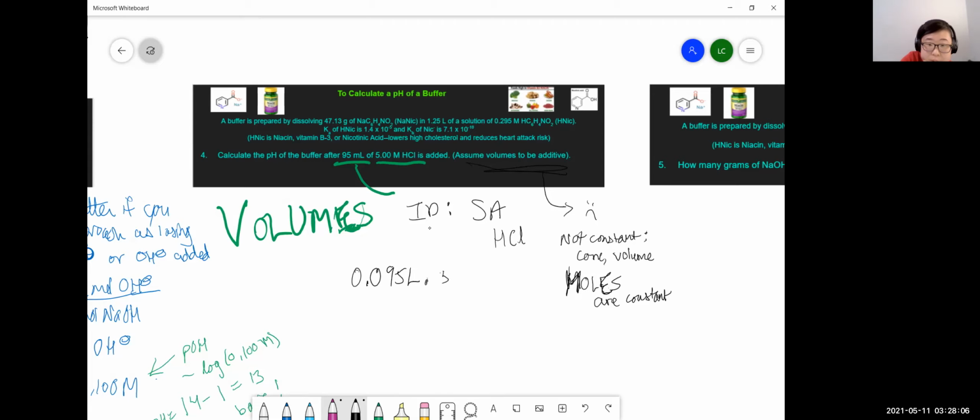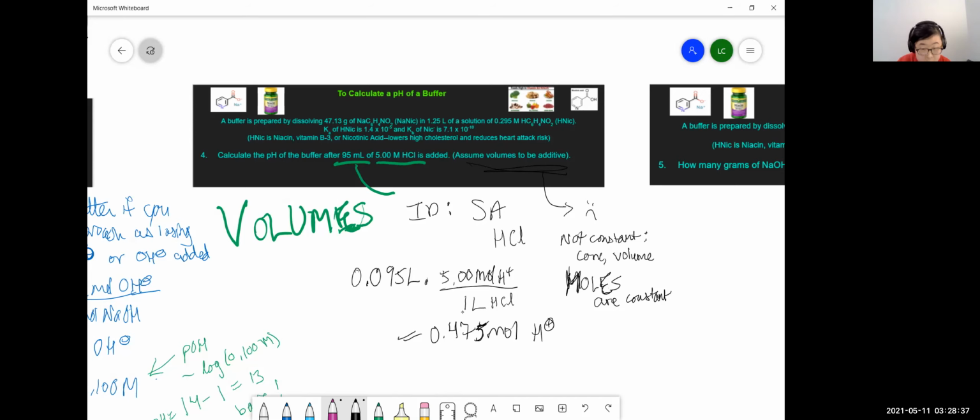And so you just have 5.00 moles of H plus over 1 liter of HCl. H plus and HCl are 1-to-1, so I'm just going to skip that step. And so you actually get 5 times 0.095, which is 0.475 moles of H plus.